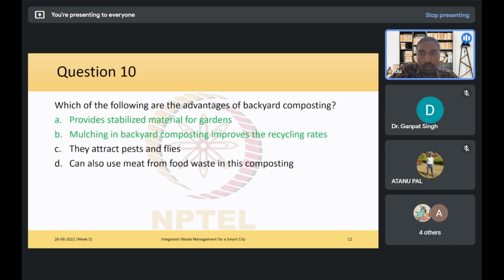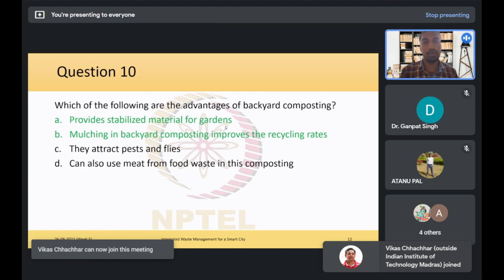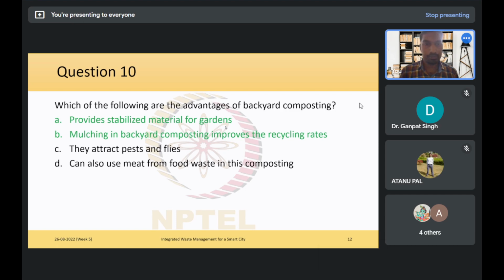But C and D are not actually advantages. C says they attract pests and flies. And D says that we could use meat from the food waste when we are doing backyard composting. Actually, we do not throw our meat waste into our backyard compost, because one, it takes a long time to degrade. Two, it also creates odor, right? So those issues are there, so we don't use meat. The only advantages from those given here are options A and B. Okay, any questions?